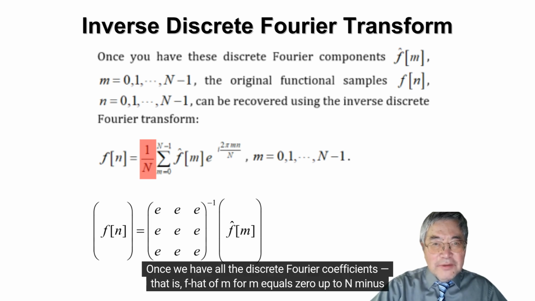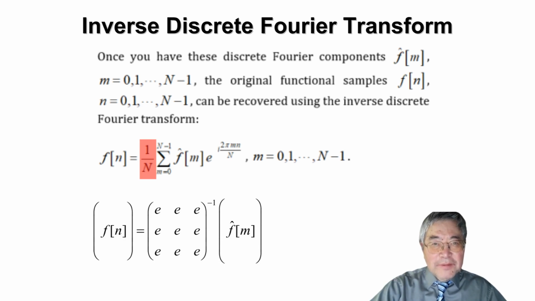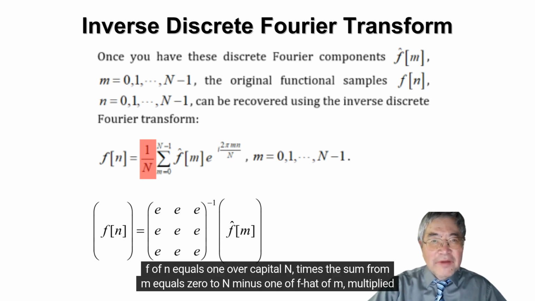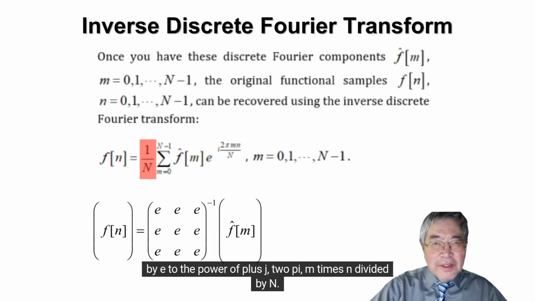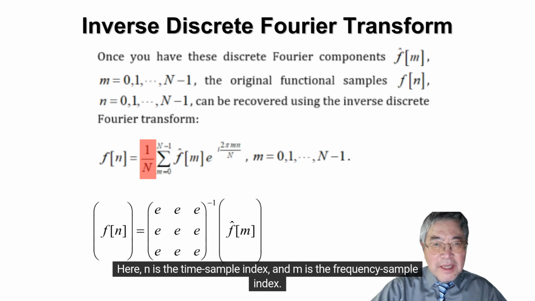Once we have all the discrete Fourier coefficients, that is, f hat of m for m equals 0 up to N minus 1, we can recover the original sampled signal values f of n by using the inverse discrete Fourier transform. In words, the formula says, f of n equals 1 over capital N times the sum from m equals 0 to N minus 1 of f hat of m multiplied by e to the power of plus j 2 pi m n divided by N. Here n is the time sample index and m is the frequency sample index.